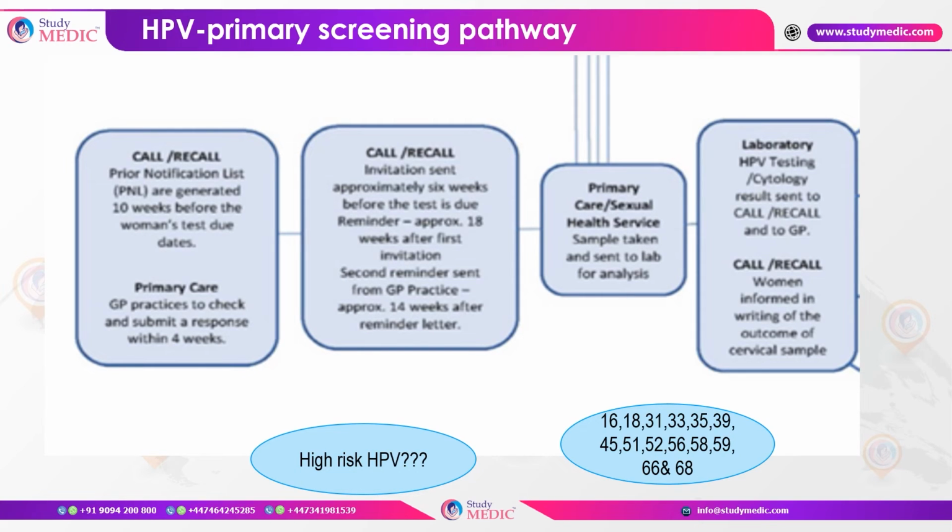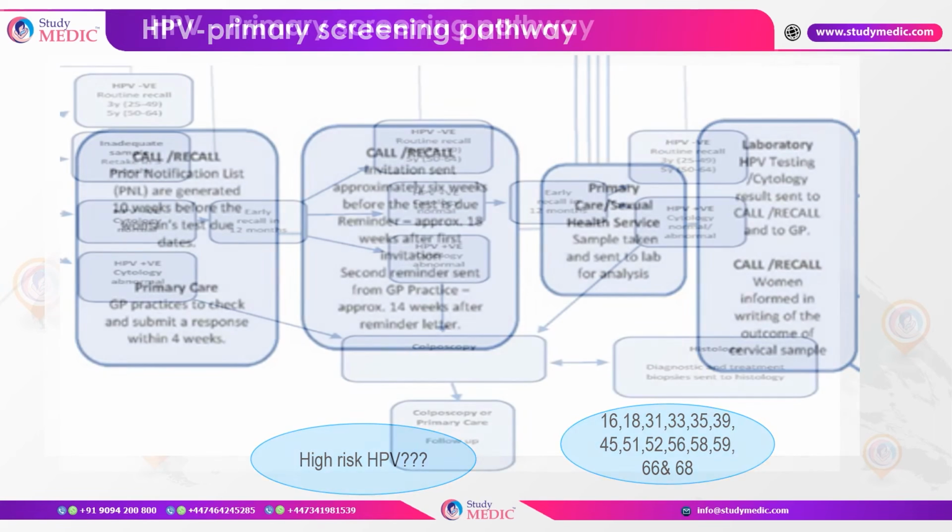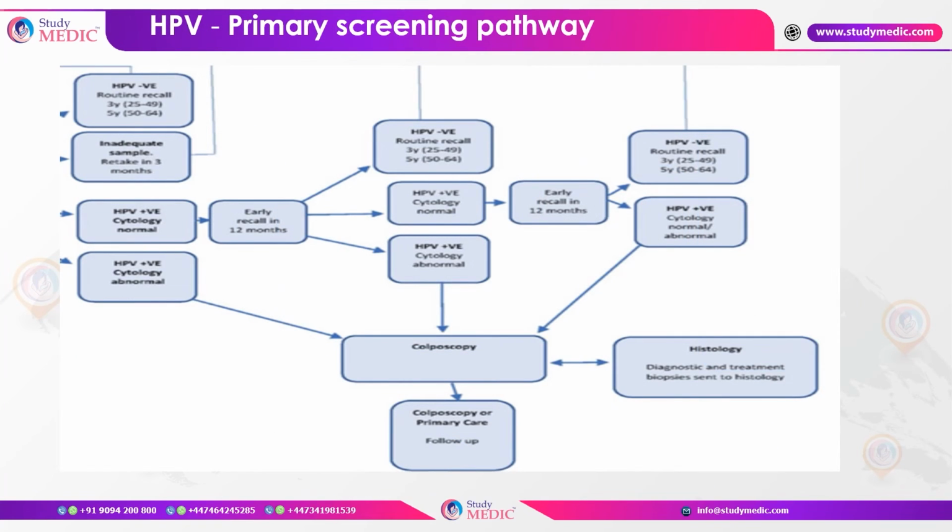So nowadays in the UK, instead of doing pap smear as the primary screening test, it is HPV that is done. The first invitation is sent at the age of 25 years. And the routine recall is from the age of 25 to 49 years, it is 3 years. From 50 to 64, it is 5 years. Anyone undergoing an HPV, and if the sample is inadequate, a repeat sample is taken in 3 months. Okay, so let us see the follow-up quickly.